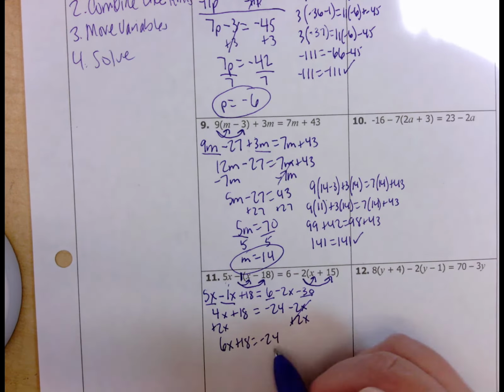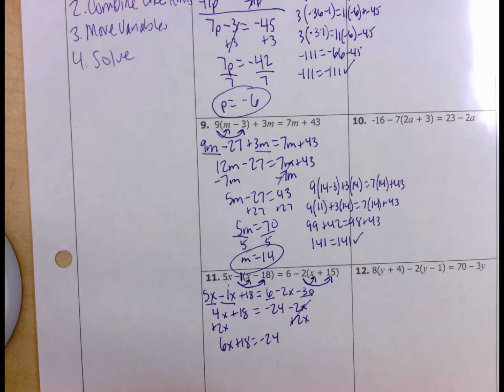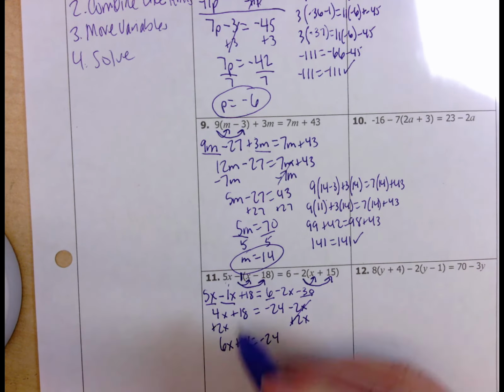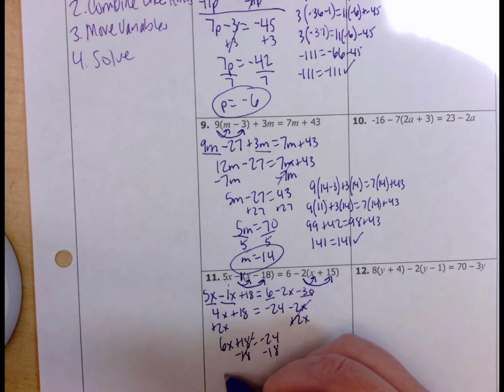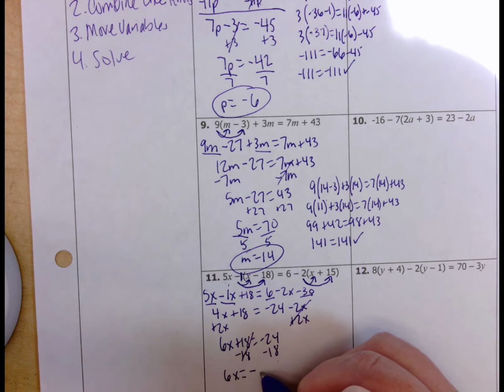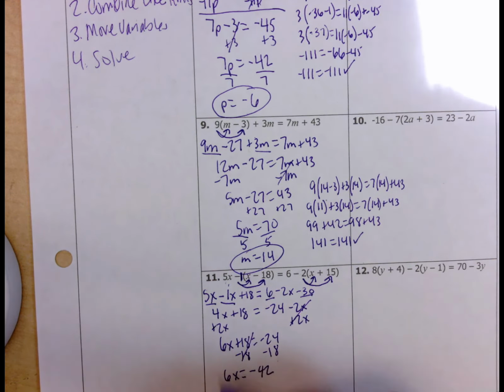And then we're going to finish this out and solve it like a two-step equation. I have a +18, so to get rid of it, to move it, I'm going to subtract it. So 6x is equal to that would be 42. And then we're going to finish out by dividing by 6. And so x is equal to -7.